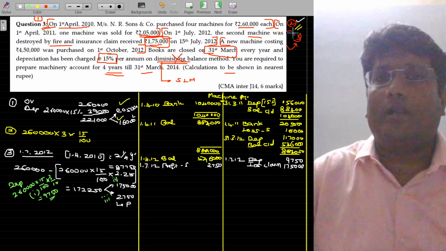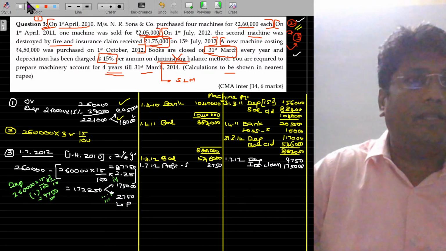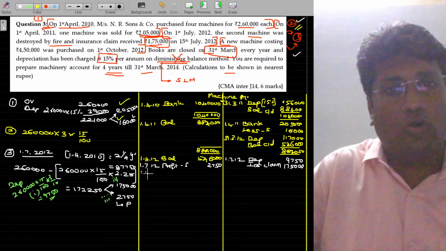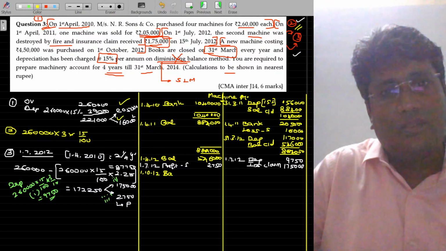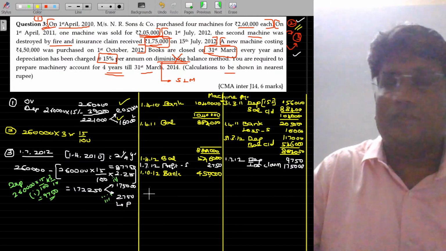Now, the fire accident is over. The other transaction is the purchase of a new asset. For that, the entry is machine to bank. The purchase happens on 1st October. So on 1st October 2012, machine account debit to bank. The value we paid here is 4,50,000. Is that okay?